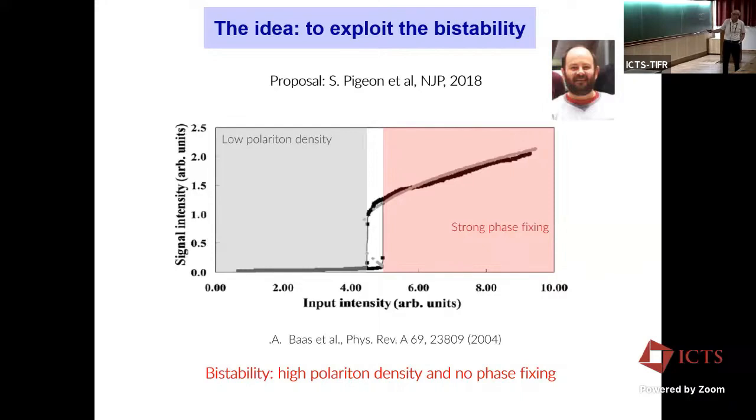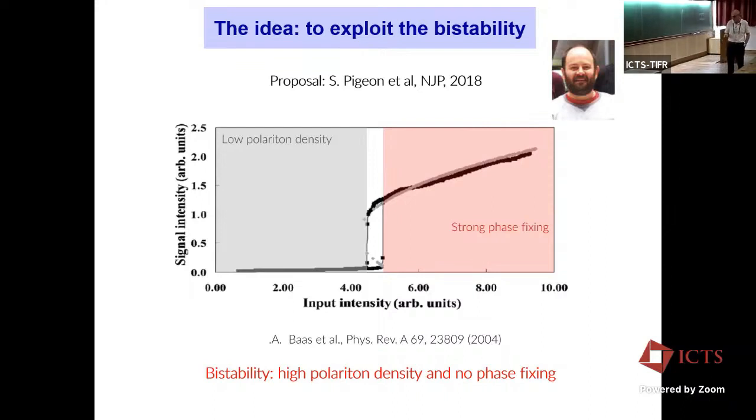Here we have a region with very high density, but in this region, the phase is fixed by the laser. And then we cannot observe topological excitation. And then there is the bistable cycle here. What is numerically demonstrated is that if we work in this region of the bistable cycle, we can have high polariton density without phase fixing, and then in this case, the topological excitation can be observed.